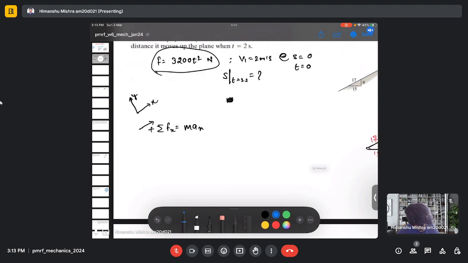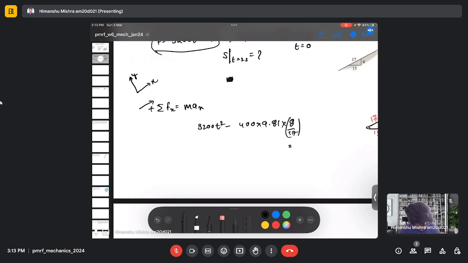That's it. So it will be 3200 T squared minus weight, which is 400 multiplied by 9.81 multiplied by 8 by 17, which is a component in the x direction, which is mass into acceleration. So it is 400 A.